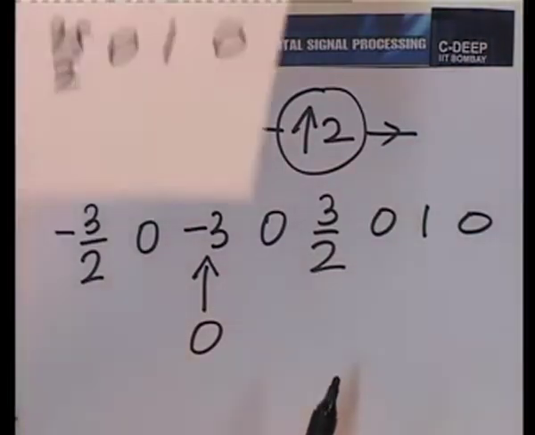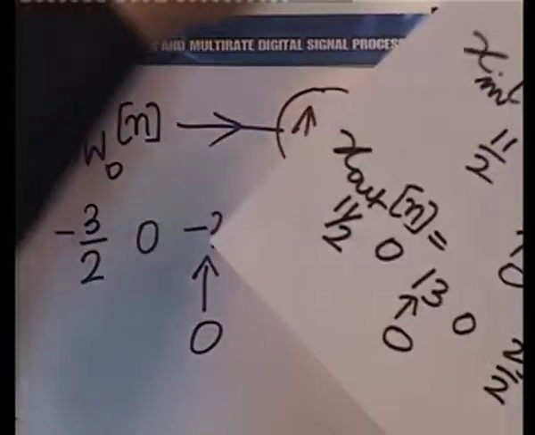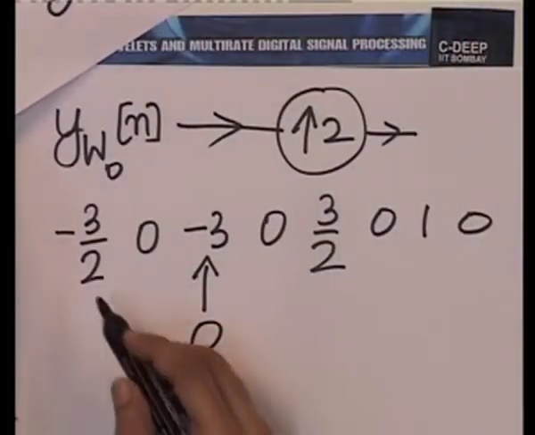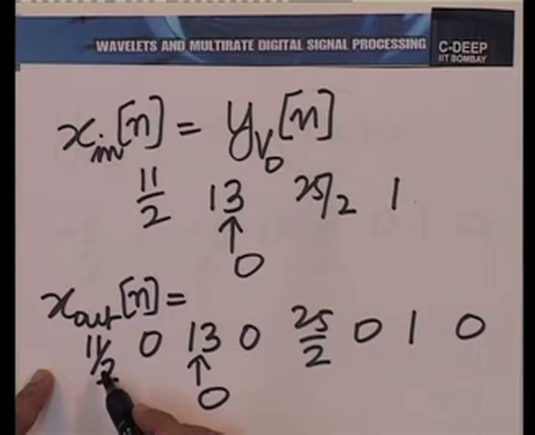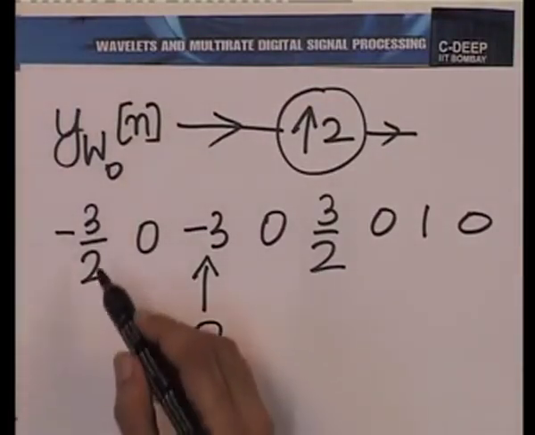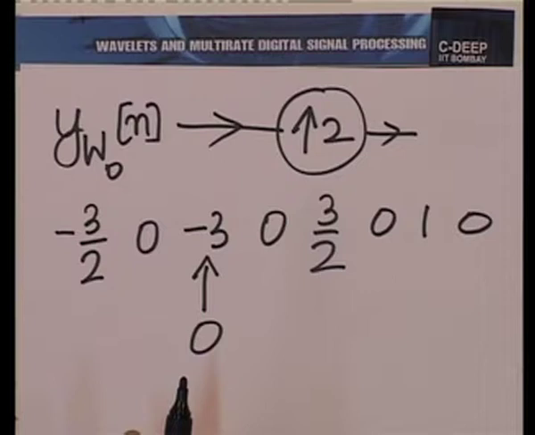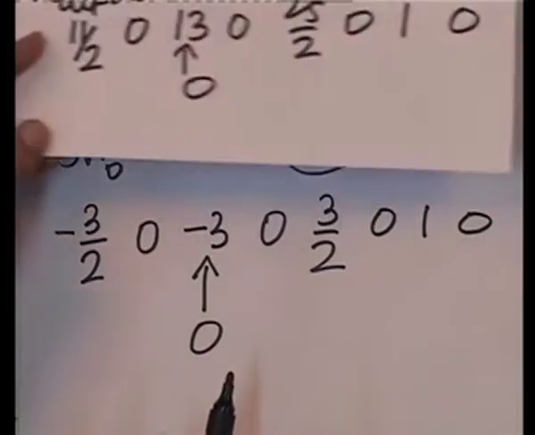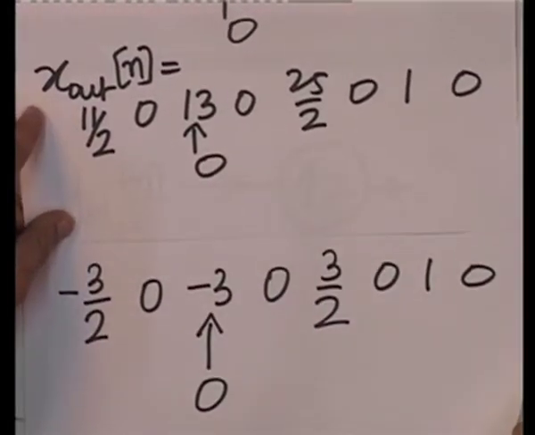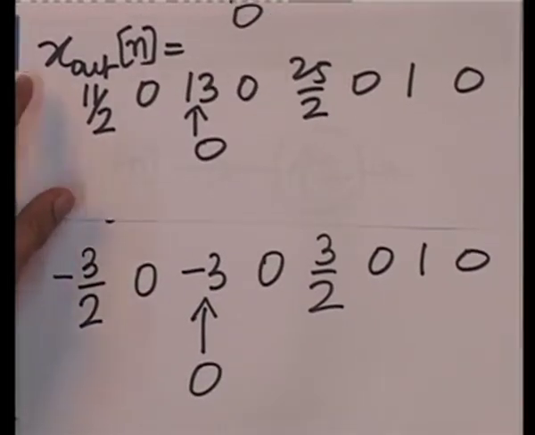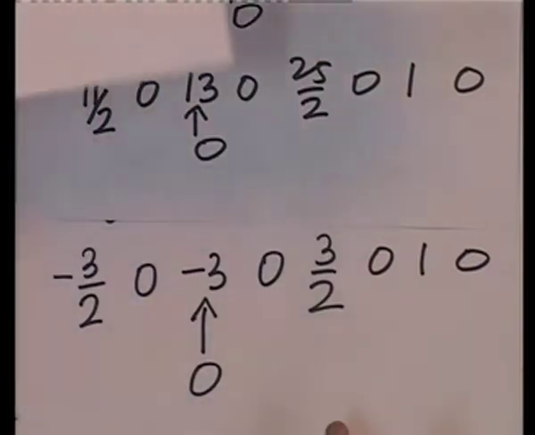Now, how would we get the piecewise constant values from these two sequences? Well, let us take the example of the first two values here. The first value in the upsampled sequence of V 0 is 11 by 2, so 11 by 2 and 0, and minus 3 by 2 and 0. So, if we simply added them, let me put them together for reference. I will just suppress this for the moment, and we just put these two sequences together.